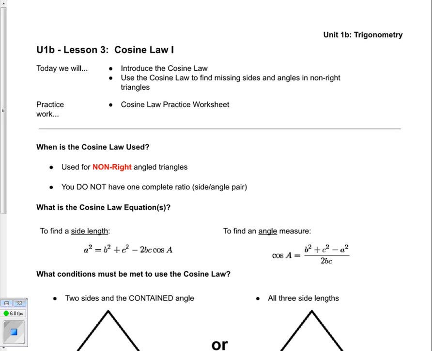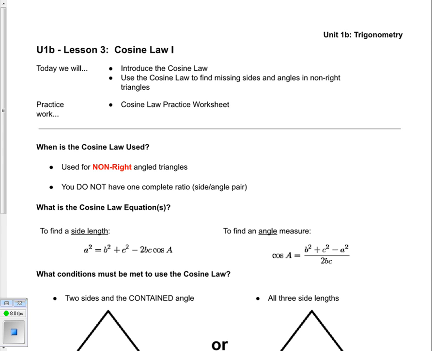We're going to look at the cosine law today. And cosine law can be used to solve an acute, non-right angle triangle when you don't have a side angle pairing and you don't have a 90-degree angle.